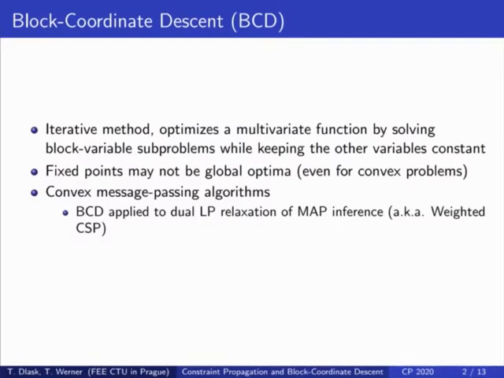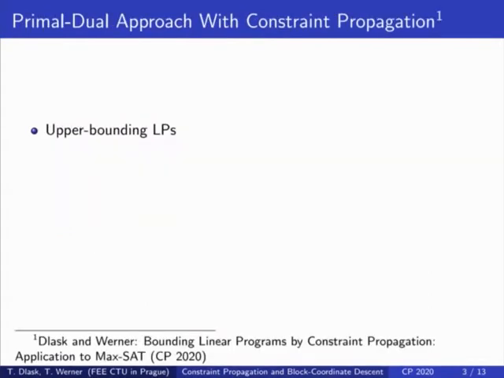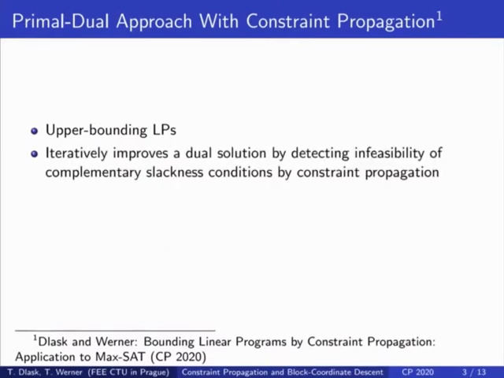Their fixed points may not be global optima, but they are characterized by certain local consistency conditions, namely different forms of arc consistency. Focusing on linear programs, we are going to show that fixed points of BCD are identical to fixed points of another method called the primal-dual approach, which can provide upper bounds on the optimal value of a linear program. It uses constraint propagation to detect infeasibility of complementary slackness conditions in a primal-dual loop to iteratively improve a dual solution.